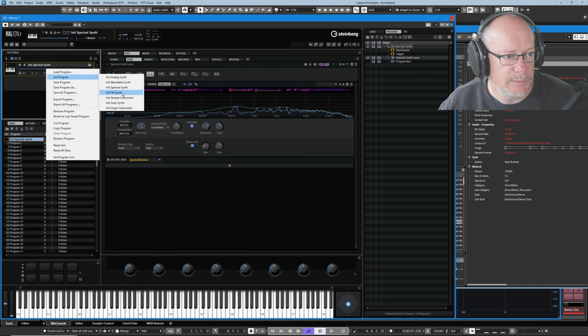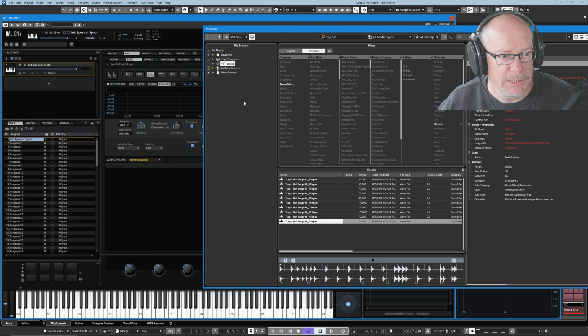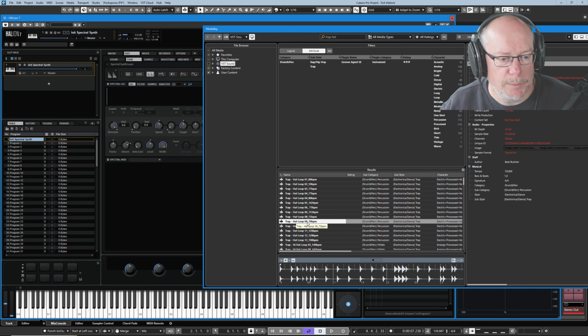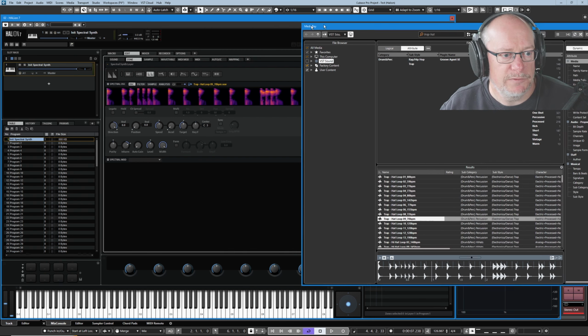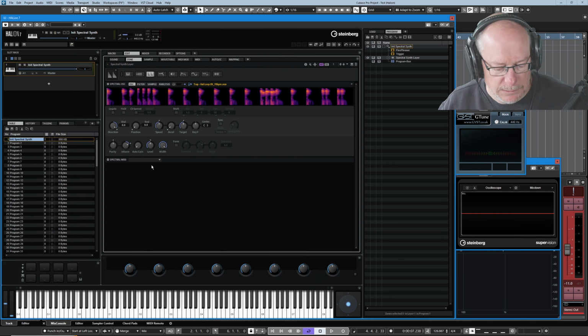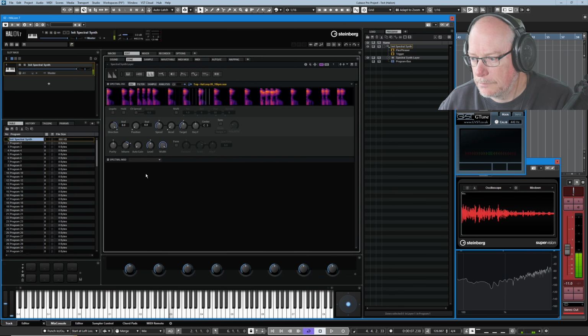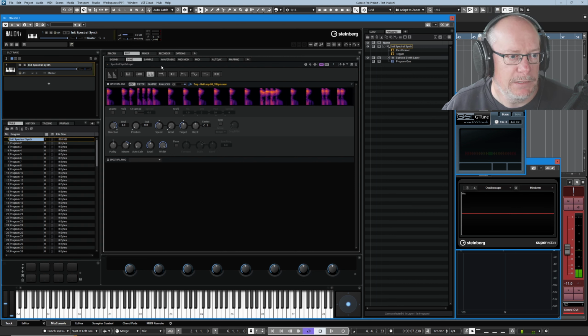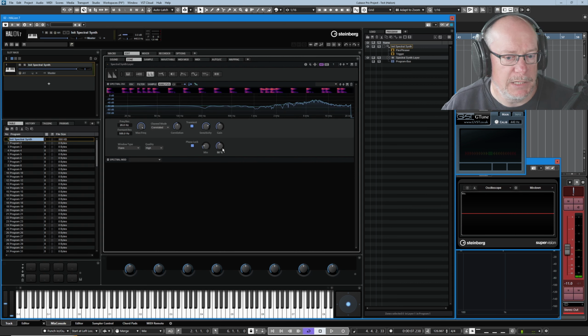Again, I'll just initialize my program so I'm not polluted with anything that I've done previously. So I've selected this trap hat loop at 90 BPM. Let's drop that into the sample viewer. It sounds like this. Very transient heavy. Back over to the analysis page.